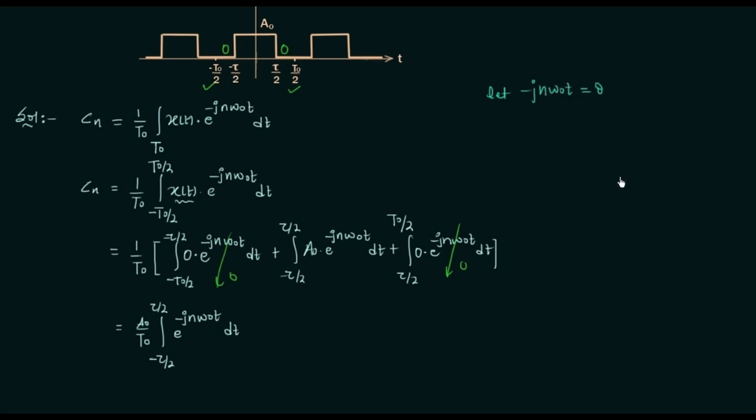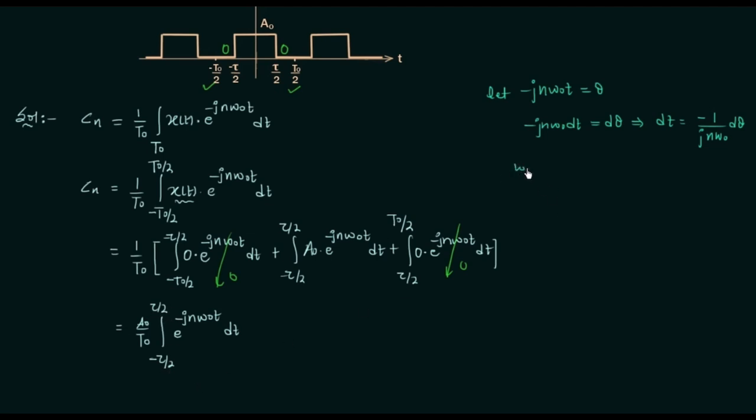Now to get a very small value of theta, we should have a very small value of time t, because j, n and omega naught are constants. So when we have a very small value of time dt, we are going to get a very small theta, which is d theta. And from here we can say dt is equal to minus 1 divided by jn omega naught d theta. Now we are required to change the limits also, because minus tau by 2 and tau by 2 are the values of time t.